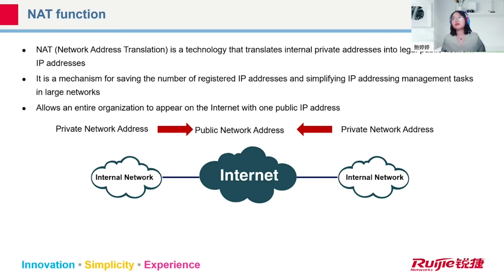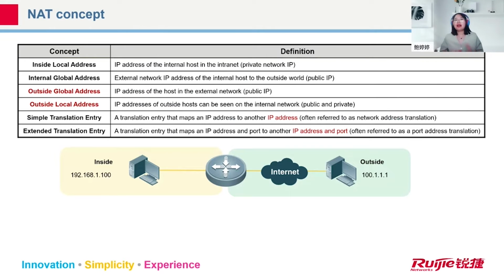And which part of the information should be translated? This is why we have 4 types of NAT technologies. In NAT, we have lots of concepts. One is the inside local address, usually in the private network, where the terminal gets a private IP address, and this address we call the inside local address. Another is the inside global address, the external network address of the inside host that wants to visit the outside. That means we translate an IP address to a public one, and this IP address we call the inside global address.